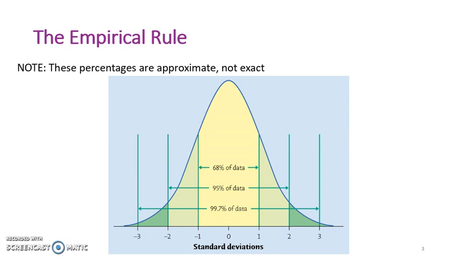95% of the area under the curve, or the data, are within 2 standard deviations of the mean. And 99.7% of the area under the curve, or the data, are within 3 standard deviations of the mean. This means that almost all of the data fall within 3 standard deviations of the mean.